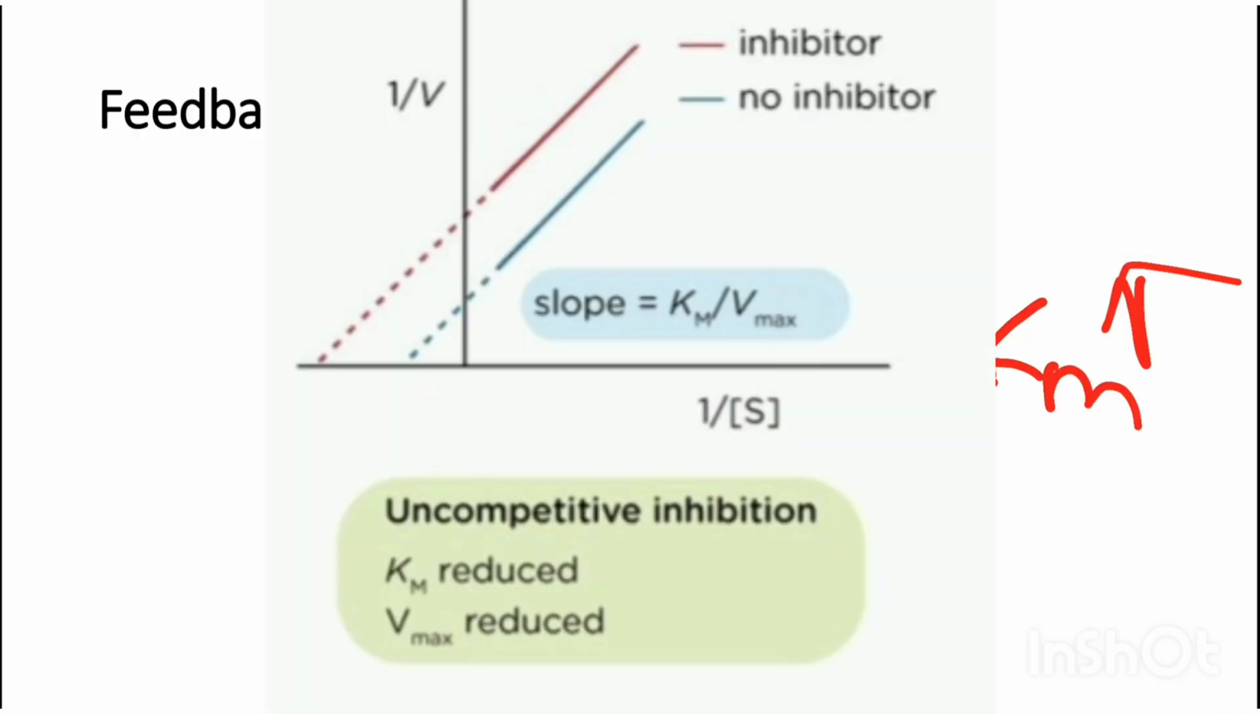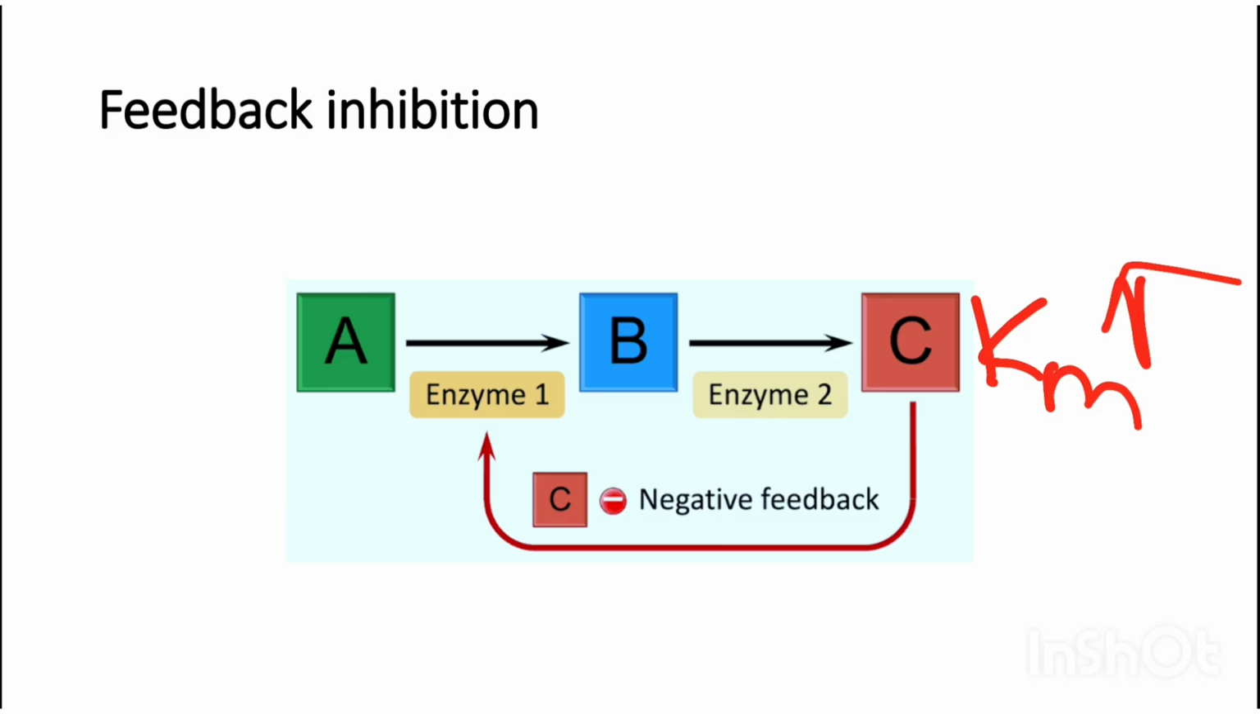And during uncompetitive inhibition, both Km and Vmax decrease because the inhibitor binds only to the enzyme-substrate complex. This binding lowers the maximum reaction velocity and increases the apparent substrate affinity. That's why the Km value is decreased. So these are the effects of inhibition on Km and Vmax values.